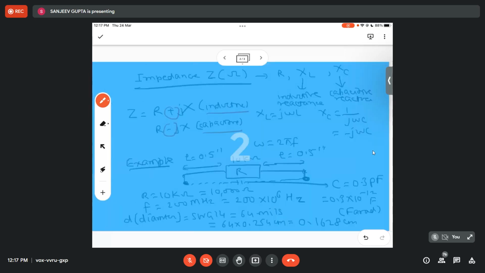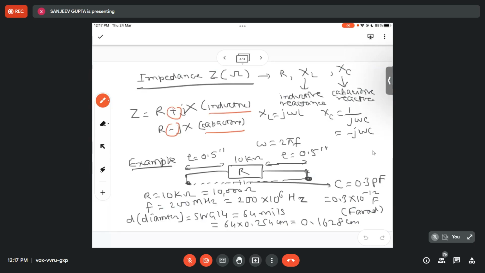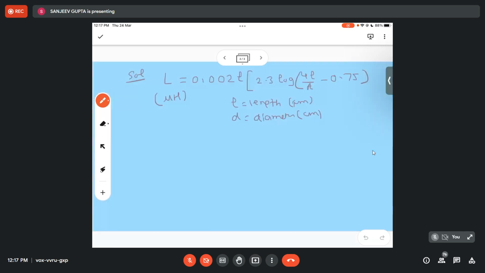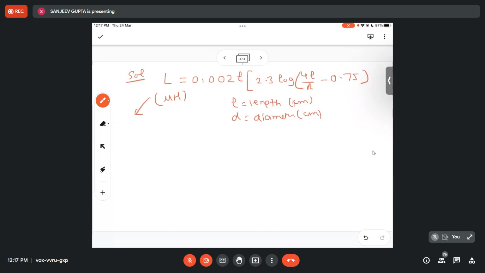If I put this into the previous slide, which we have completed, 0.5 inch turns out to be, since 1 inch is 2.54 centimeters, 1.27 centimeter, and this is also 1.27 centimeter, and this is the diameter which we calculated as 0.1628 centimeter. Again, as I said, this is a standard formula. Please, you don't need to remember this. Whenever it is needed, it is provided by the manufacturer, and it is a standard formula.